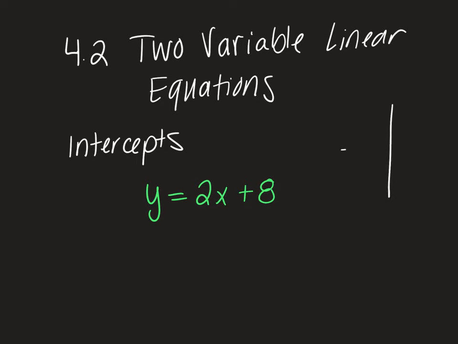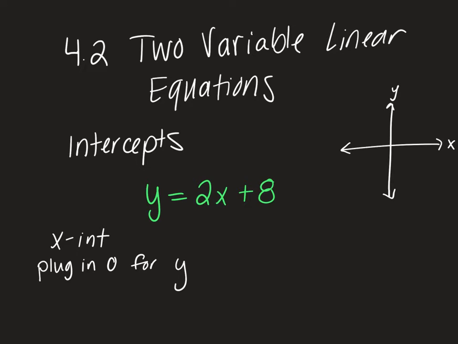So on a graph, remember that we have x, y. Basically the x-intercept is where x is equal to 0, and the y-intercept is where it crosses the y-axis, so where y is equal to 0. So to find the x-intercept, we're going to plug in 0 for y. I realized that I said that backwards a second ago.